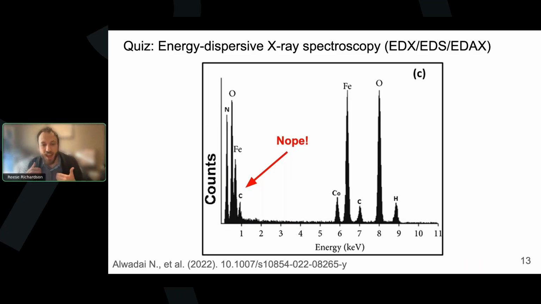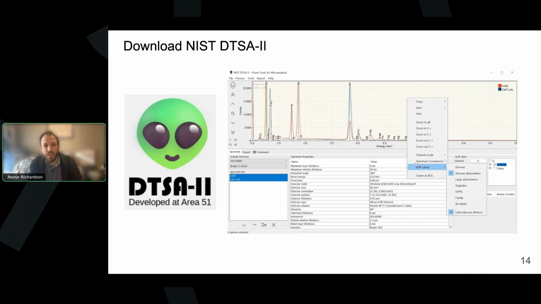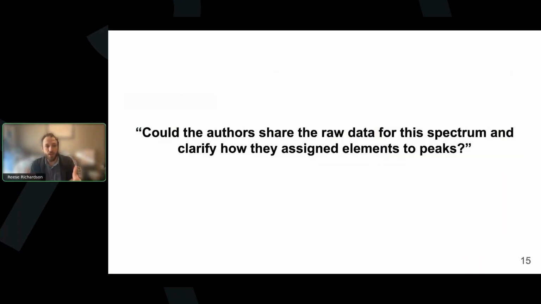So if you see a spectrum like this, you can go on PubPeer, you can post a picture of the spectrum, and you can clarify all of these different problems that show up. And you can even use the software DTSA2 to tell you where those peaks should actually be. So this is a very easy to use software that actually lets you simulate spectra and look at where different peaks are found. So if you were to post this on PubPeer, you could ask something like, could the authors share the raw data for the spectrum and clarify how they assigned the elements to these peaks? And you can also notify the journal that there's something wrong with the spectrum that you're seeing here.